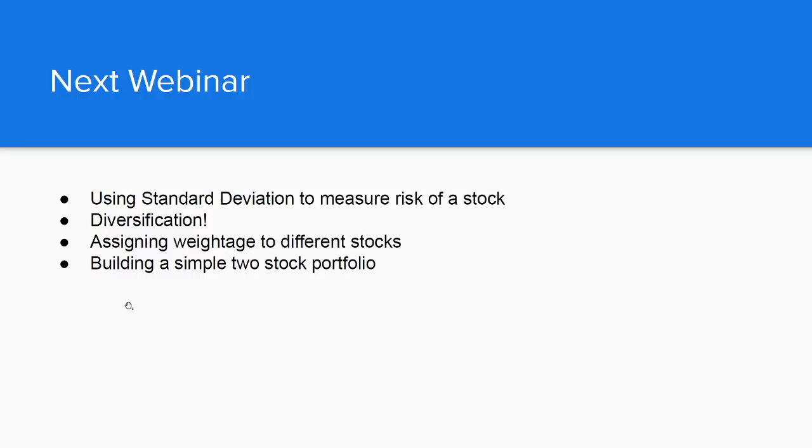How to actually measure the risk of a stock using standard deviation. What does diversification mean? Basically proving that if I diversify my portfolio, my returns are going to increase while my risk is going to decrease. Assigning weightage to different stocks and seeing how it changes the returns and the risk. The other is building a simple two-stock portfolio. So these are the things that I will cover in the next webinar.